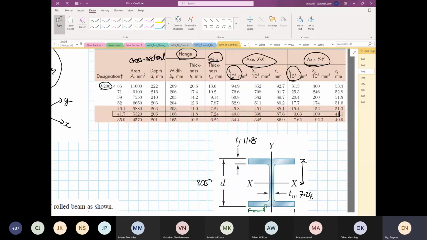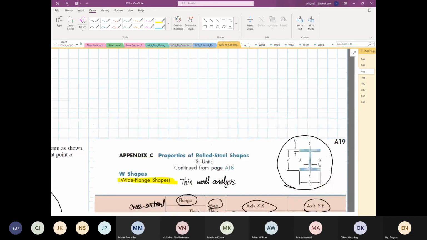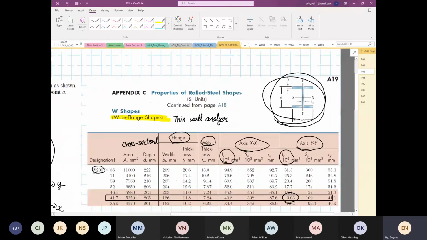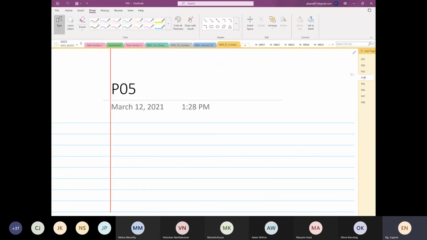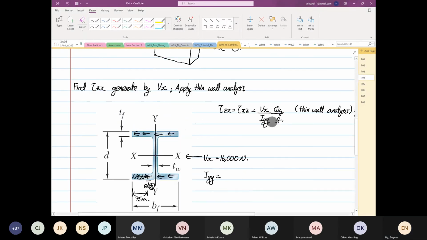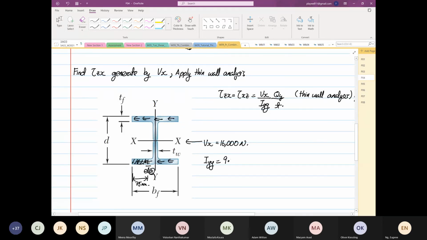So this is 9.03, right? So that's why I keep on emphasizing follow the orientation as what this says, okay? That's the important bit. So 9.03 times 10 to the power minus 6, meter to the power 4.